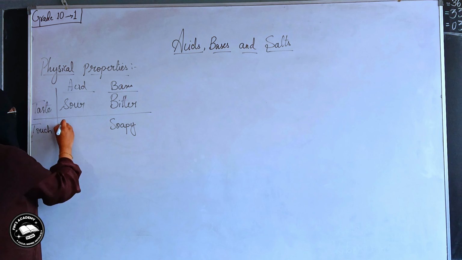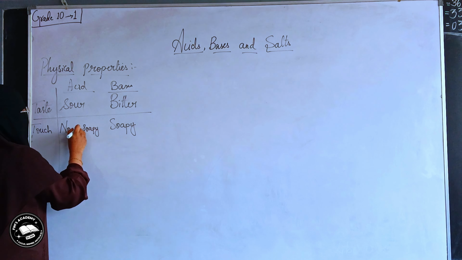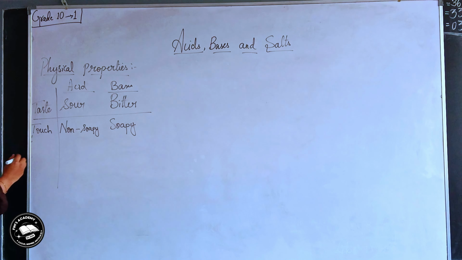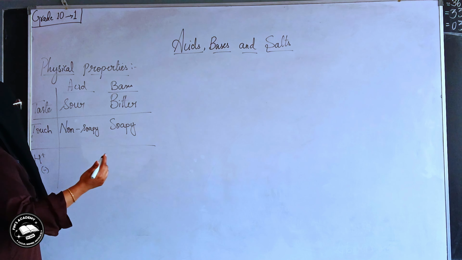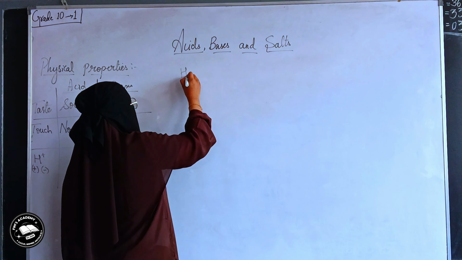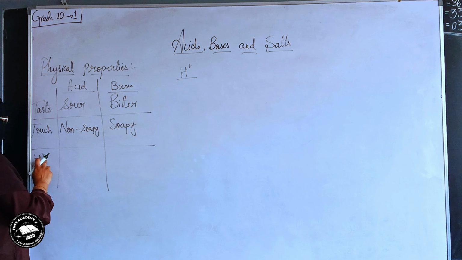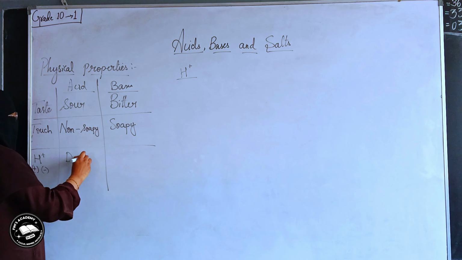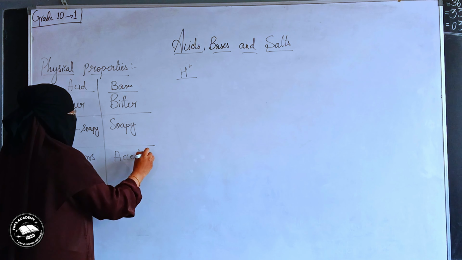Rather, acids are non-soapy to touch. So that is the second physical property of acids and bases. Now if I talk about the third property, that is nothing but either accepting or donating the hydrogen ion. We know that acids always contain H plus ions in them, right? Just because they have many H plus ions, they basically become the donors of the H plus ions, and bases will become the acceptors of the H plus ions.